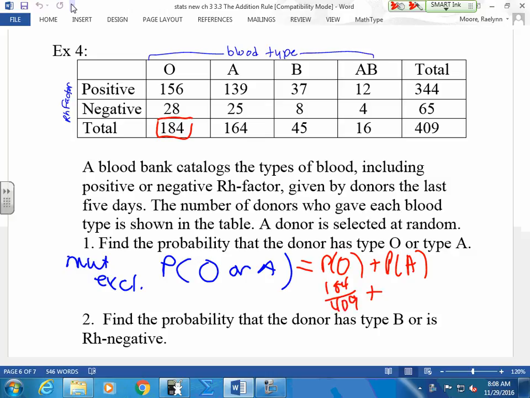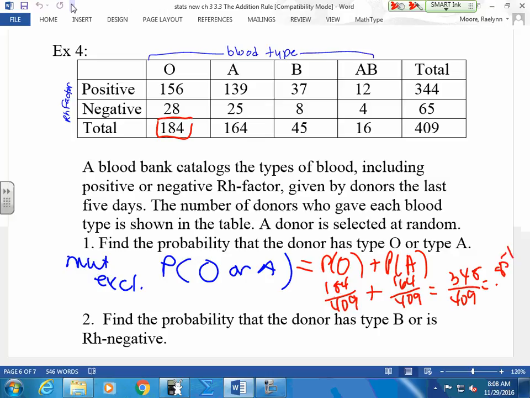What's the probability of getting a type A? 164 out of 409. And this is another reason why we keep our denominators the same. We don't reduce yet. Then when you add these guys up, you get a lot more. People either are going to be A or O, a very strong probability of this happening. If you want to leave it in a reduced fraction, you can, or you can leave it as a decimal. I like the decimals. I tend to reduce everything to decimals.